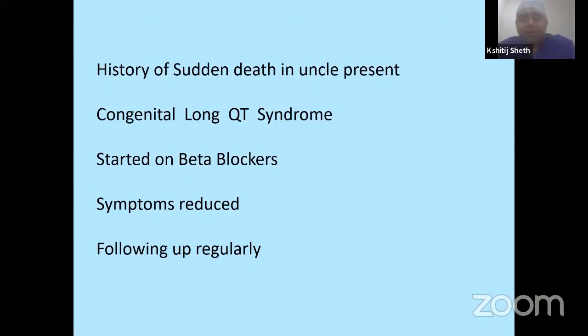On digging back into the history after seeing the ECG, there was a history of sudden death in the past in an uncle. So it was a long QT syndrome. The child was started on beta blockers, symptoms reduced, the child is following up regularly, and there are no more symptoms.